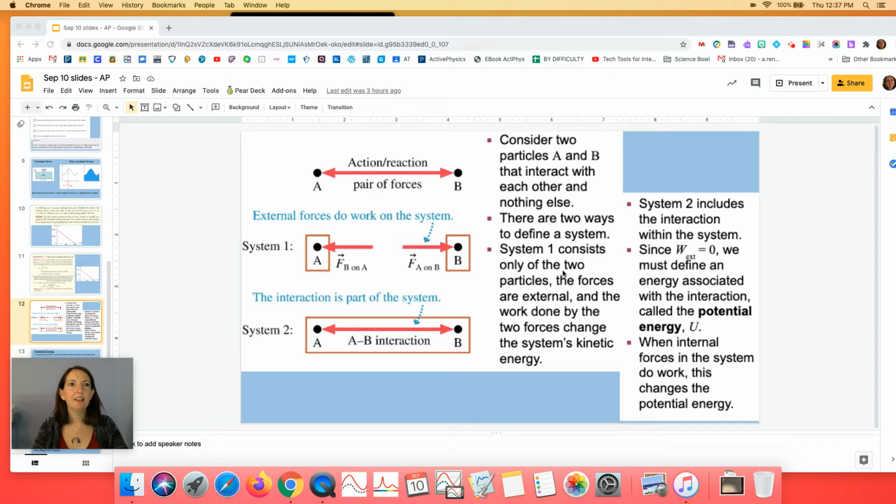Okay, hi guys. So let's talk about potential energy. The first thing we want to talk about is this idea of an interaction and how we're choosing our system. We're looking at two particles, A and B, and they interact with each other. That can happen in a variety of different ways. Usually, we're going to build our intuition mostly based on gravity, so in this case it would be like the object and the Earth.